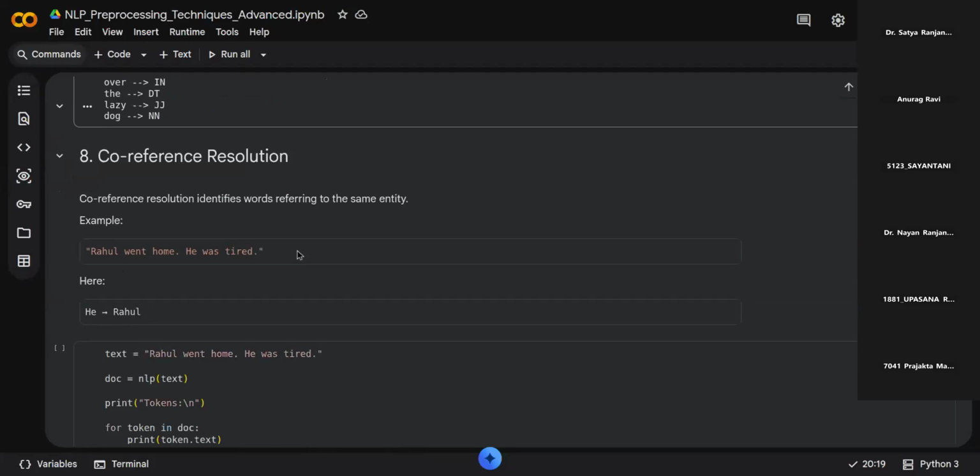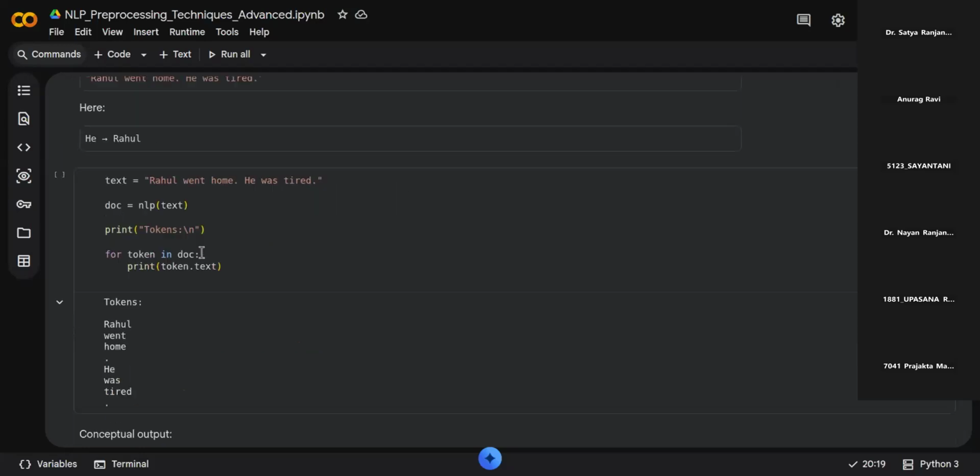Now let's see coreference resolution. How will we do that? For coreference resolution, we do not have any library in NLTK, so we have to use another library called spaCy. Let's say: Rahul went home. He was tired. This is my sentence and I want to resolve it. After resolution, it will return: Rahul went home. Rahul was tired. Instead of he, it will refer to Rahul, so Rahul will be replaced here. Let's see how we will do that.